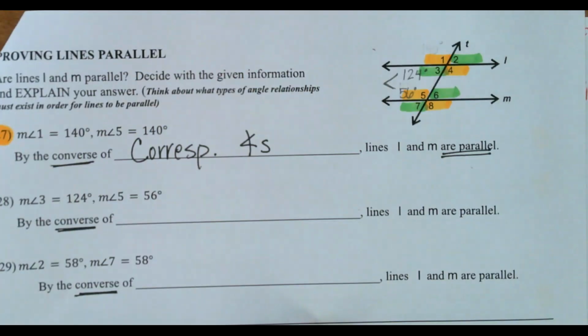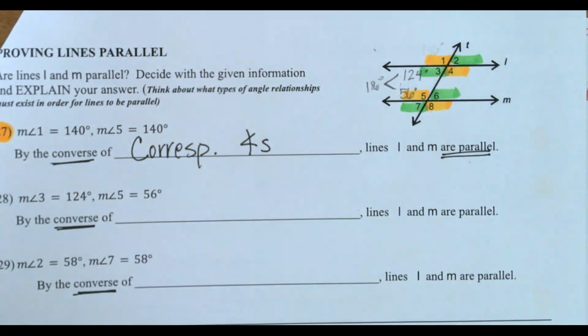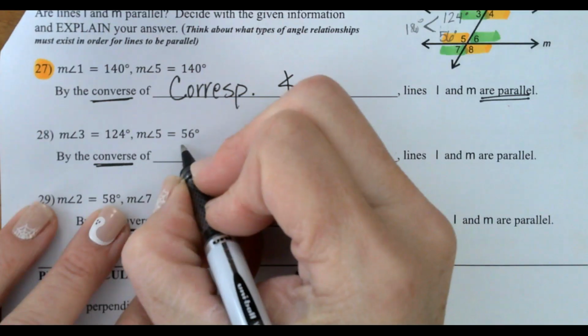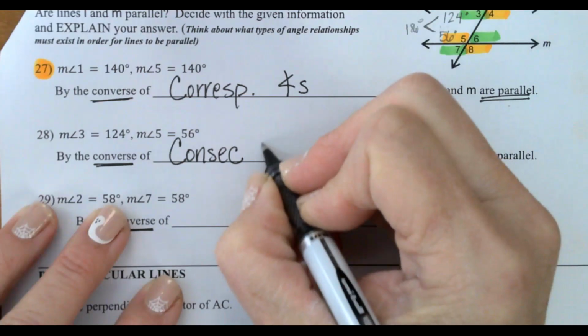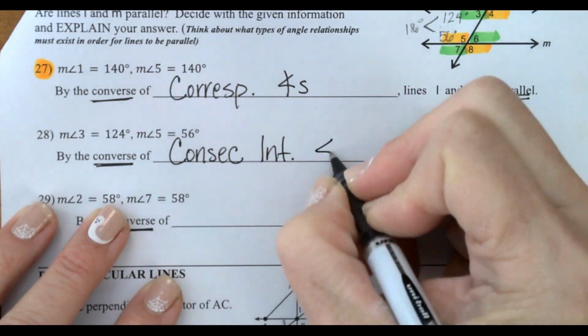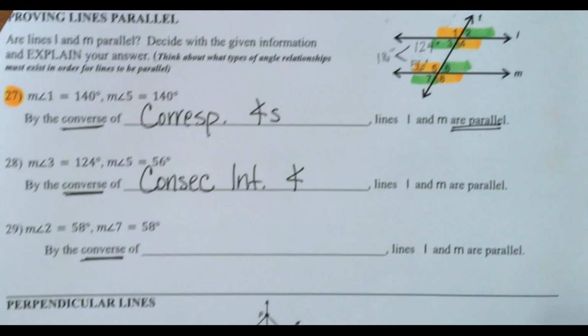You guys all have calculators? I'm waiting. Yeah, they do. Okay. So these add to 180. So these are what kind? These are consecutive interior angles. Okay? And then we can do the last one.